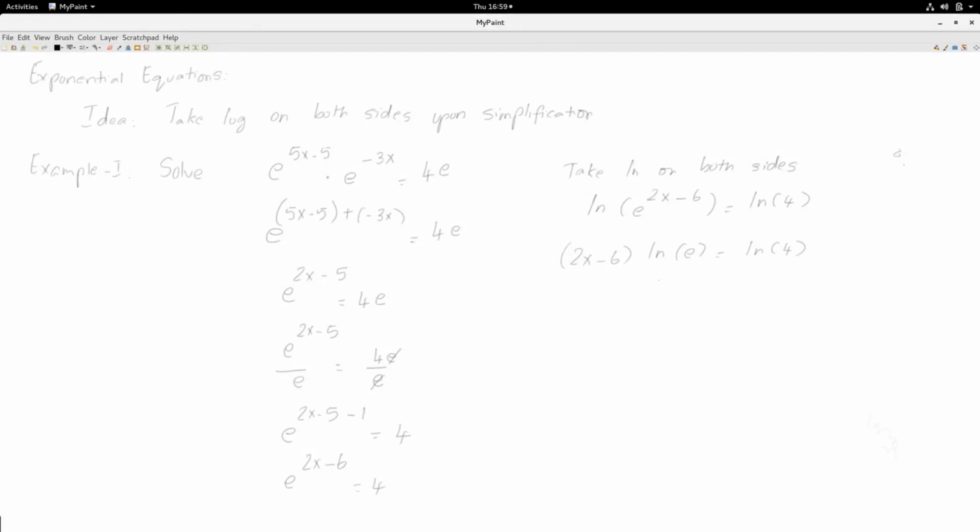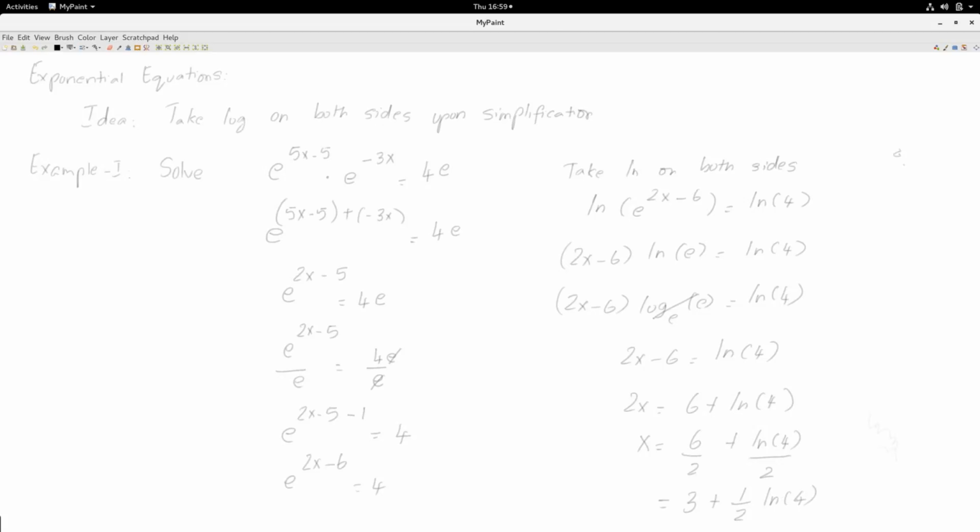But ln of e is nothing but log e base e, and log e base e is just 1. So 2x minus 6 will be equal to ln of 4. 2x will be equal to ln of 4 plus 6. x will be equal to 6 over 2 plus ln of 4 over 2. I'm dividing both sides by 2. So I'll get 3 plus 1/2 ln of 4.